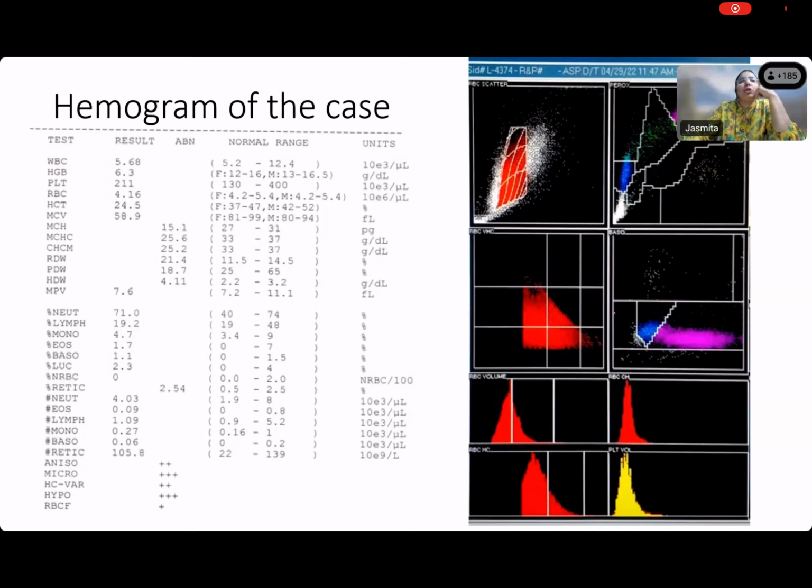So if you look at the hemogram, this is the Siemens RBI equipment. The hemoglobin is low, that is 6.3. You've got an MCV of 58.9. Always look at the RBC count. For a hemoglobin of 6, you would expect the RBC count to be about 3 million.